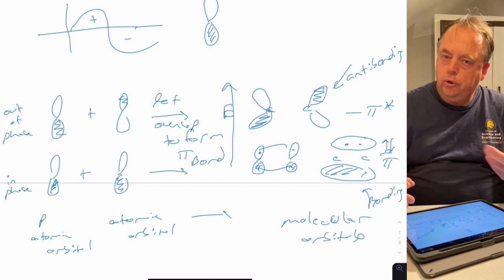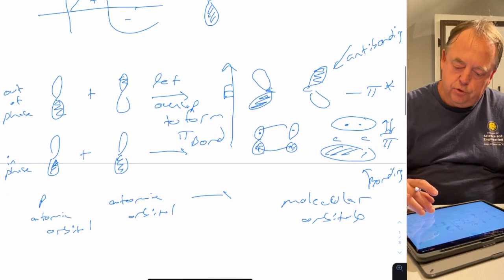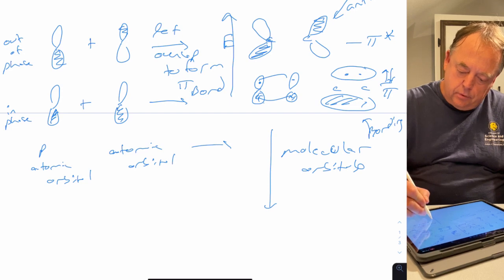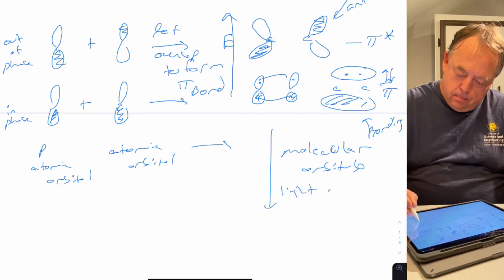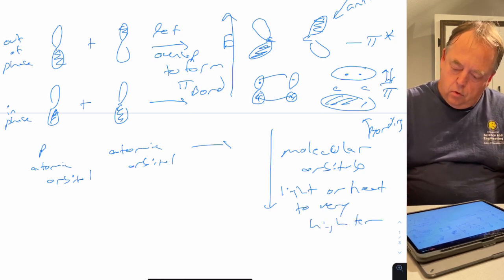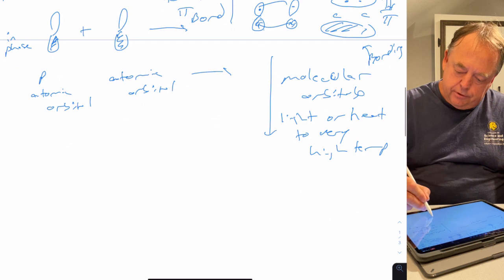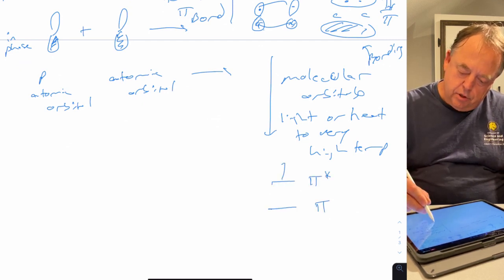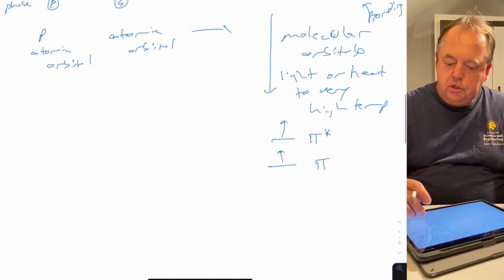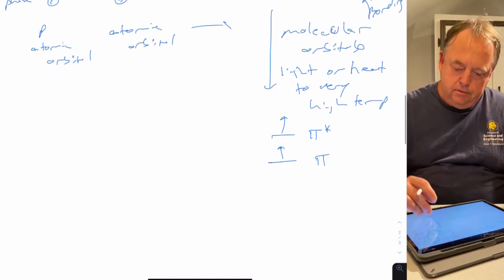You can make an electron go to pi star, but to do that would require energy. So if you shine light, for example, or you heat it to a very high temperature, then you can get one of those electrons to move to pi star. And that has consequences, as we'll talk about in just a minute.